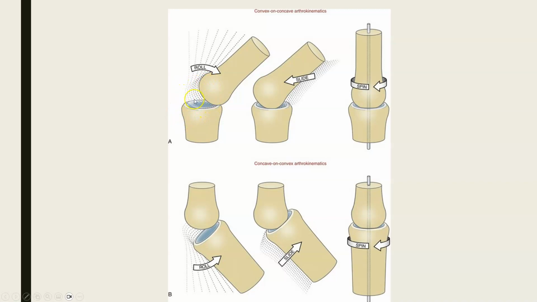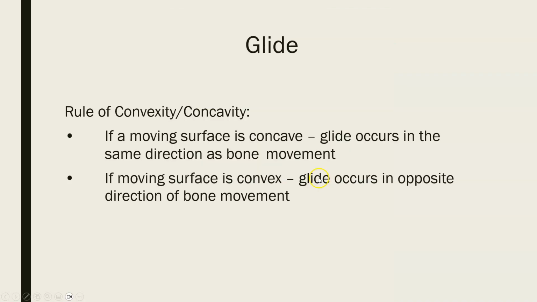So therefore, new points on this bone are touching new points on this bone. Whereas when we look at slide, we can see that the same point on this superior bone is meeting new points or different points on the bone on the bottom here, inferiorly, that's not moving. The last one, of course, is spin, and we can see that the top bone or superior bone is spinning around on the bone itself around an axis.